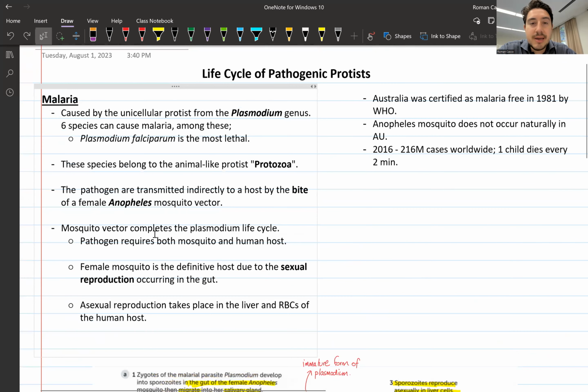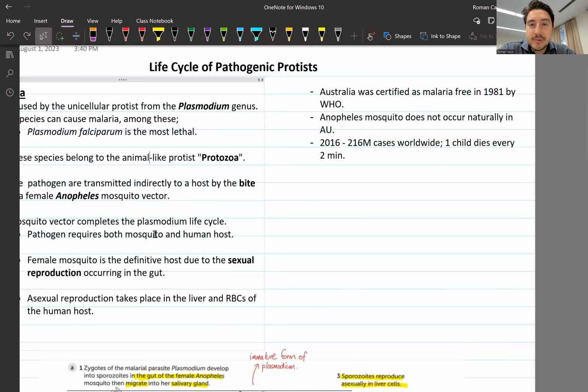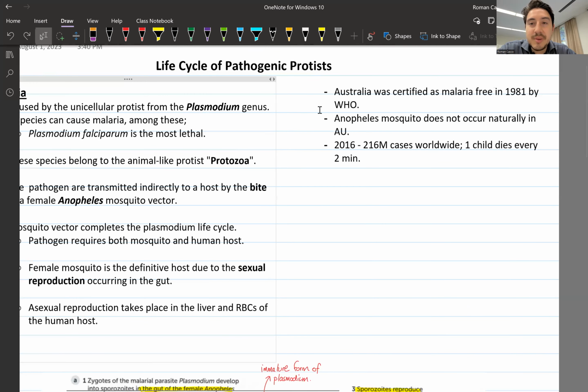So we're going to take a look at how the life cycle occurs, right? Just a little bit of information related to Australia is that it's been malaria-free since 1981, right, by the World Health Organization. So what's quite interesting is that Anopheles doesn't really occur naturally in Australia, right? So that's an interesting fact here.